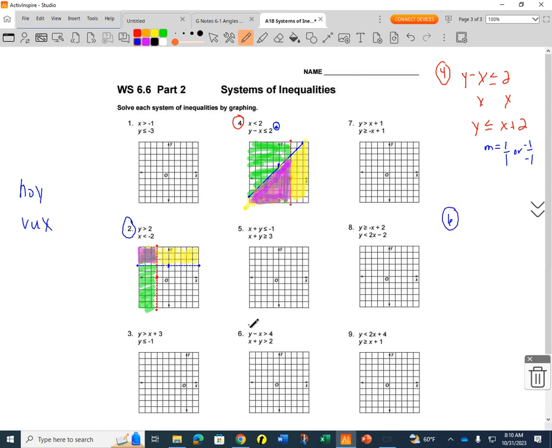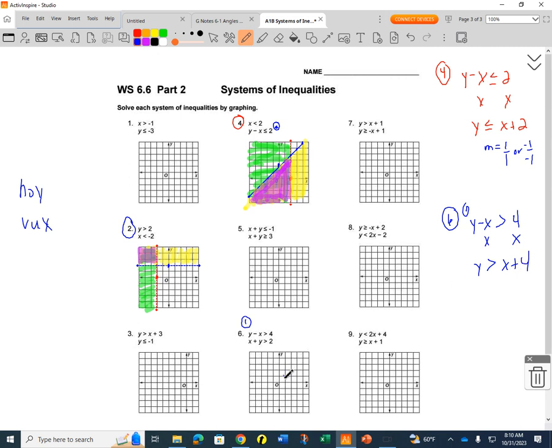So the first equation for number 6, y minus x, and we're going to solve everything for y before we start graphing, is greater than 4. Add x to both sides. Y is greater than x plus 4. So let's go ahead and graph this inequality.